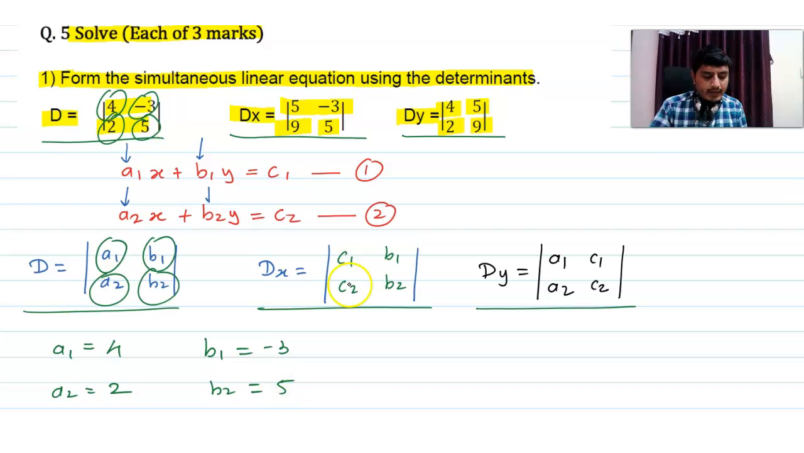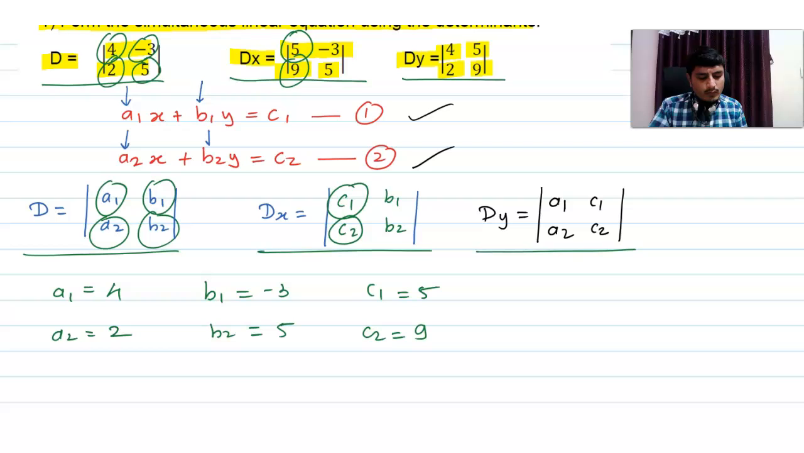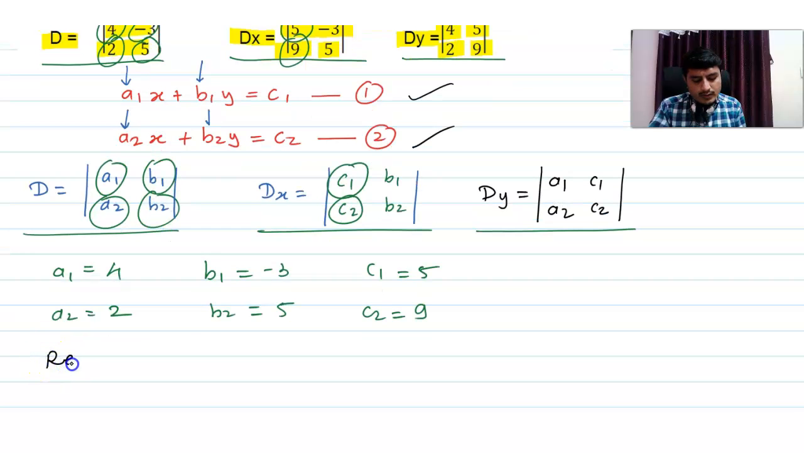Now let's compare Dx with the given Dx. We have c1 becomes 5, while c2 becomes 9, while b1 and b2 remain unchanged from D, that are minus 3 and 5. Same thing here, we have minus 3 and 5. Once we compare Dy, a1 and a2 are the coefficients of variable x from the given equations, so 4 and 2 remain unchanged from D, while 5 and 9 become the constants, the values of c1 and c2 again.